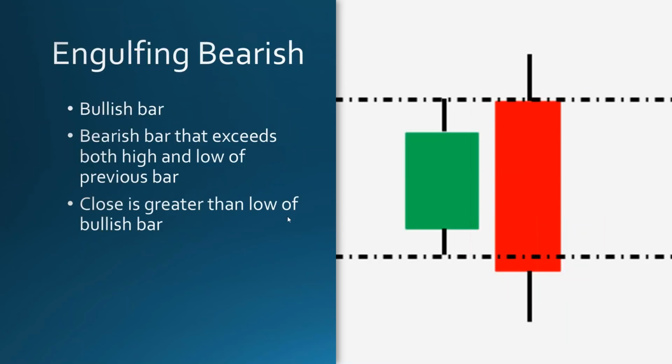Then we have the engulfing bearish bar. Now, in this case, the first one is bullish. The next one exceeds both the high and the low of the bullish bar, and it closes under the low of the bullish bar. This is indicative that the next price bar will also be bearish.